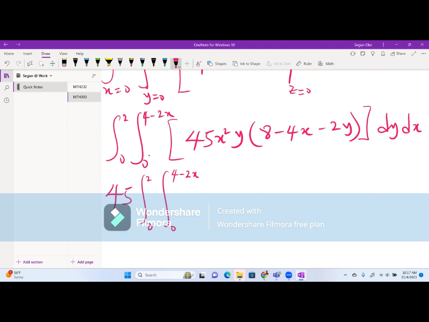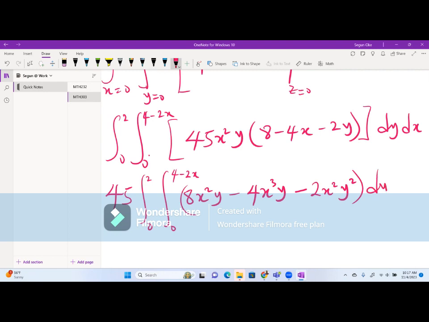Remember I've taken 45 out. We have x squared y. So it simply means I will have 8x squared y minus 4x cubed y minus 2x squared y squared. That's all. Do you get it now?